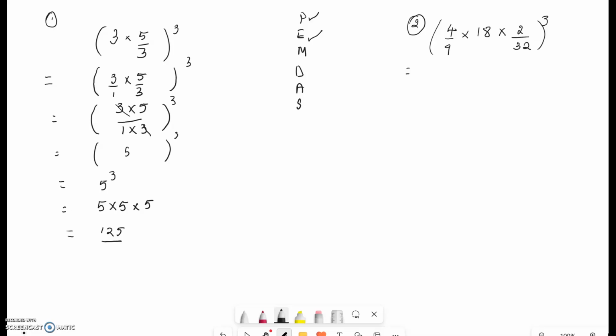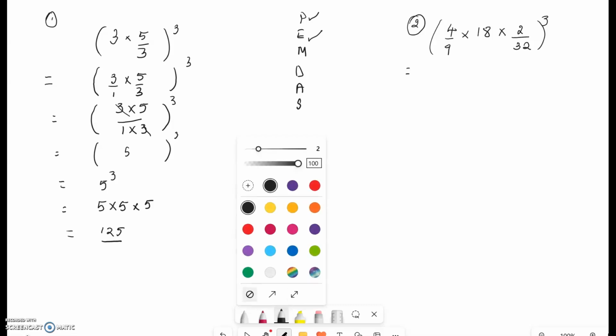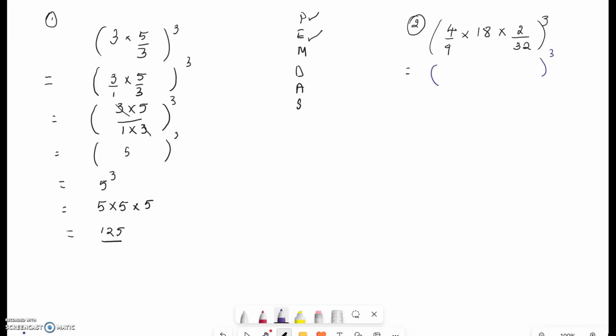Let's see how this works. We again go parentheses first, and then we're going to do exponentiation. So inside parentheses, we have a product of fractions. So let's write this down clearly. And then that's 2 over 32.